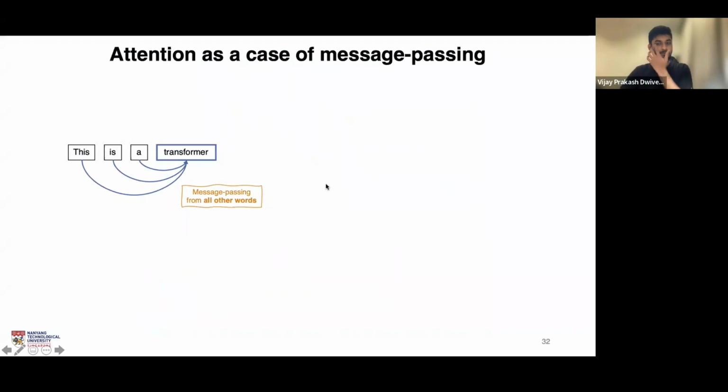If you see the attention mechanism, when I would like to update the feature representation of a word, the transformer would basically receive messages from all other words in the sentence. In other words, it's doing message passing from all other words in the sentence to obtain a feature representation for a particular word.